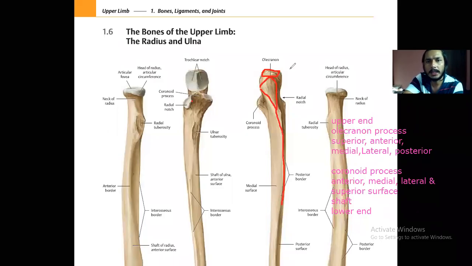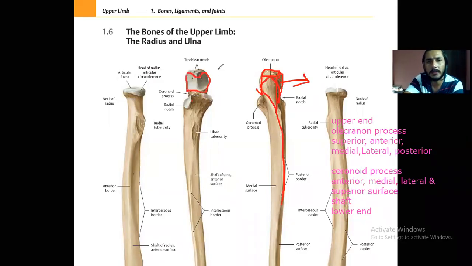Now see the next surface. This is the next surface, and the next surface is on this side. Okay, it is not visible here. So one is the lateral surface and one is the medial surface. Just remember this thing. So superior surface, posterior surface, lateral surface, medial surface. And next is the anterior surface. Now the anterior surface is visible here, so it is the articular surface.